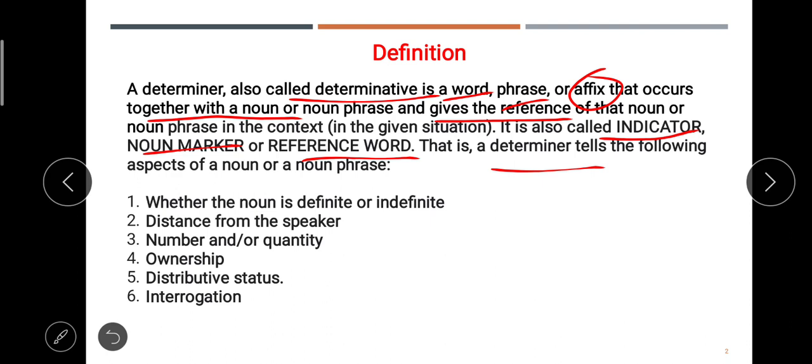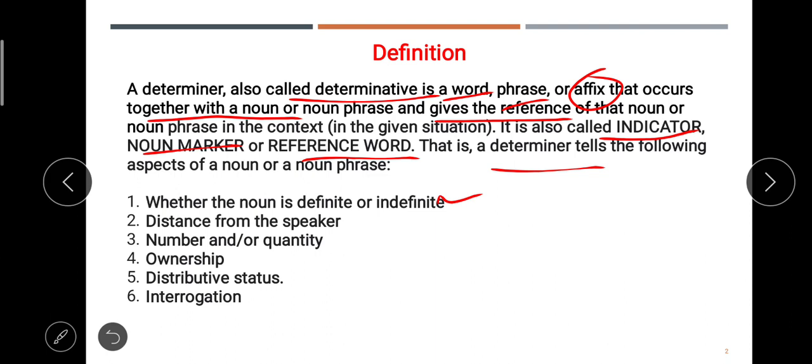What are those? First thing, whether the noun is definite or indefinite. We are talking about something in a general or in a specific way. This becomes clear only with the help of the determiners. A car is being talked about in a general way, their car in a specific way. This way they decide whether the noun referred to is definite or indefinite, specific or general, generic you can say.